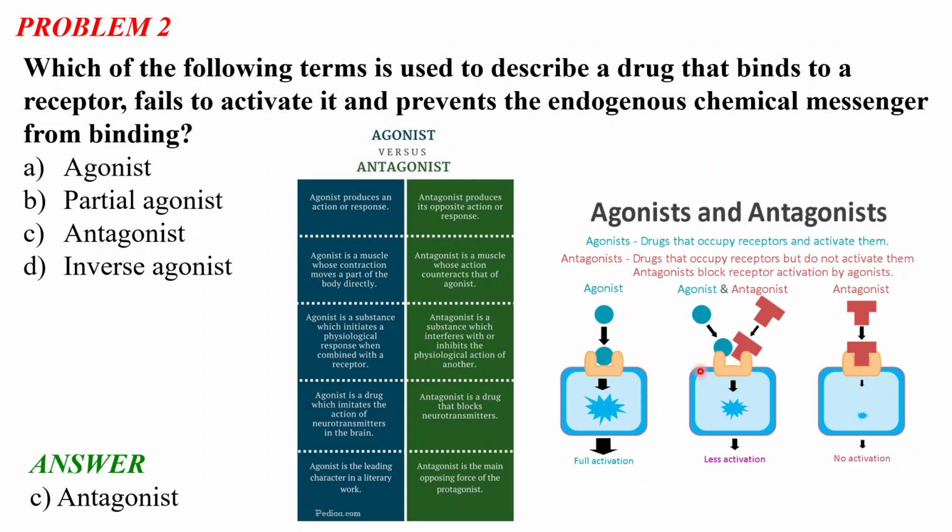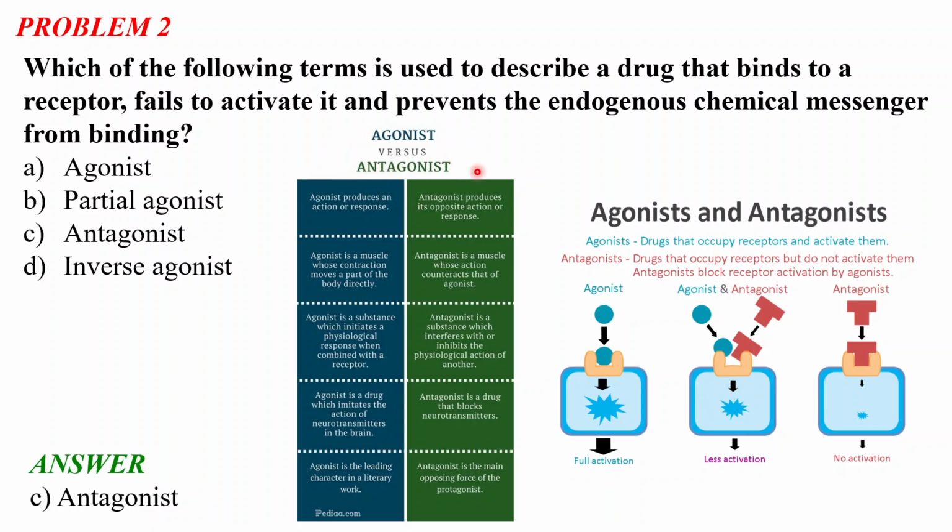Now, the antagonist is that drug or chemical compound that, if it binds to the activation site of the receptor, there will not be any activation. So, you can see if an antagonist is binding, there is no activation. And if the agonist and antagonist are trying to bind the same receptor partially, then there will be less activation. In the question, it is said that the drug binds to the receptor but fails to activate it. So, it is the antagonist, because the antagonist binds to the receptor but does not activate the receptor just like the agonist does.